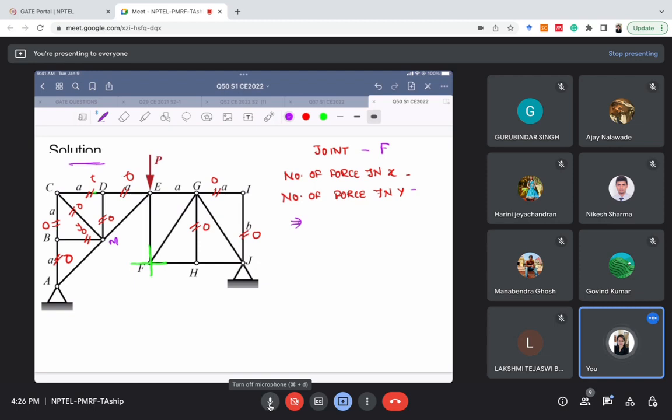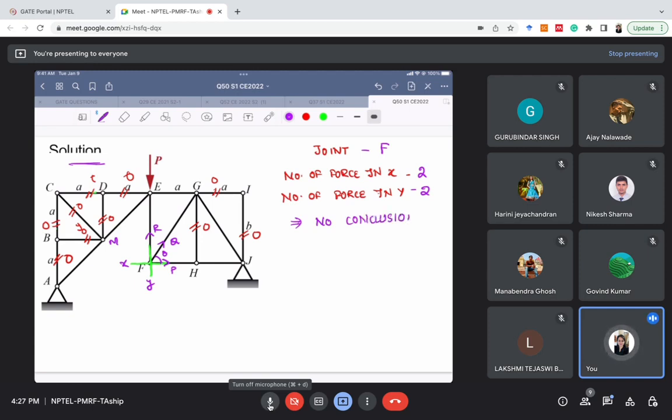So we are analyzing joint number F. We have set up the coordinate system. We'll name it as P, this as Q, and this as R. Number of forces in x direction: one is P and another, suppose this is theta, is Q cos theta. So number of forces in x direction is 2. Number of forces in y direction: one is R and another is Q sine theta. So number of forces in y direction is 2. Therefore, no conclusion about zero force members.